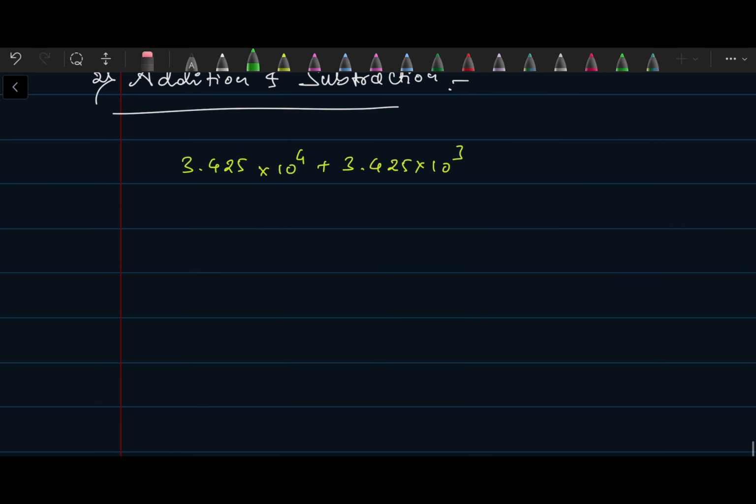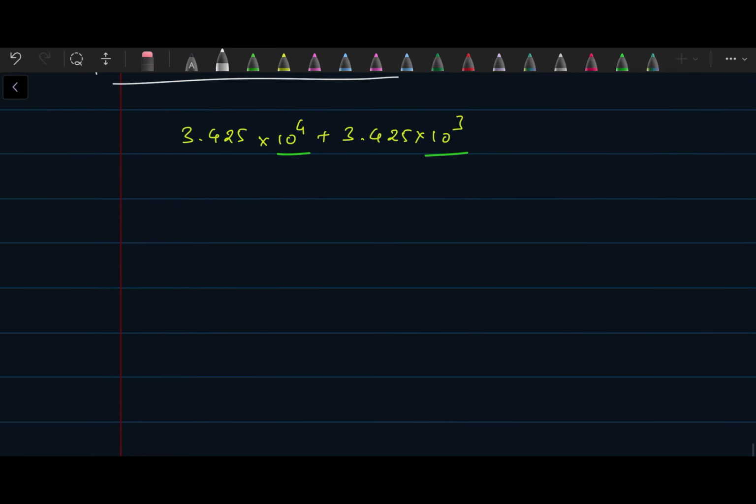For example, if you take 10 to the power 3 on one side and 10 to the power of 4 on the other side, you can't add these two, as they have different exponents. First of all, we have to make them uniform, the same, and only then can they be added. For example, 3.425 into 10 to the power 4 I am keeping, and I convert the other one into 0.3425 into 10 to the power of 4.